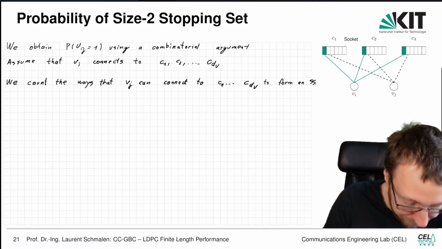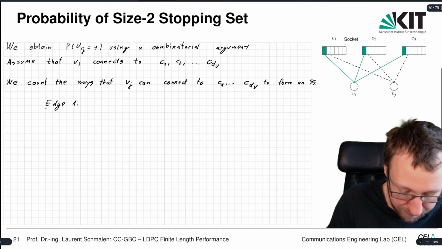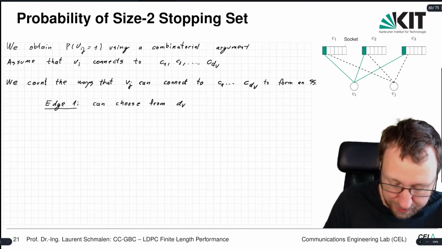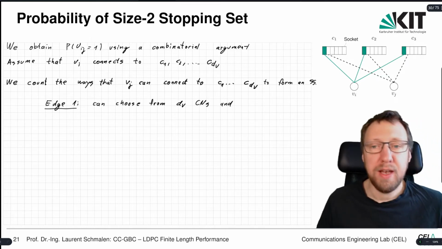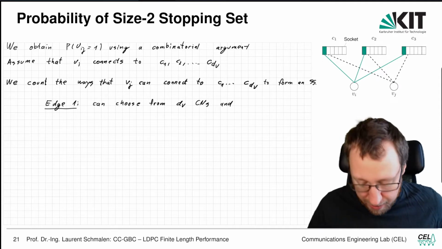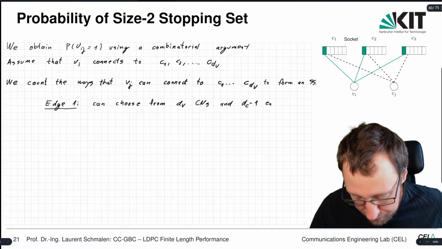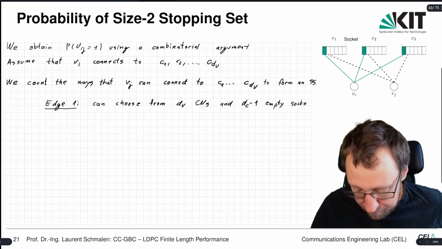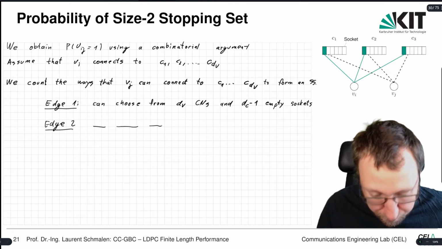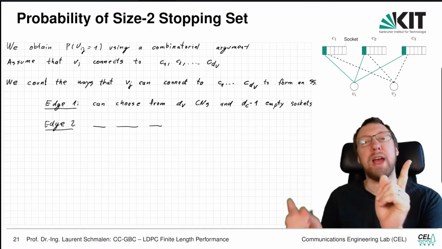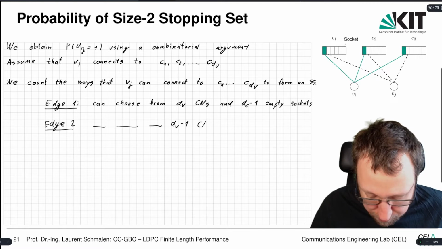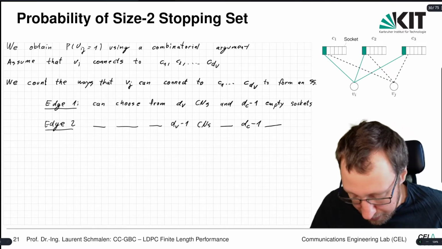We start with the first edge. First edge we can choose from DV check nodes, and each of those check nodes has DC minus one empty sockets. One socket is already occupied with the connection to VI, and we have DC minus one empty sockets. Then we look at edge 2. Now one of those check nodes is already occupied. We cannot have parallel edges, so we cannot connect to the same check node. So we can choose from DV minus 1 check nodes and DC minus 1 empty sockets.